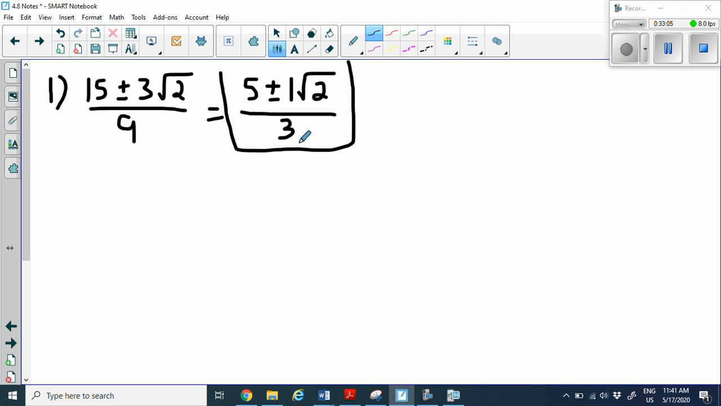Okay, so this is what you would put as your answer for any of the homework problems. Okay, let's try another one to simplify. Okay, now we have 9 plus minus 6 times square root of 5 all over 12.